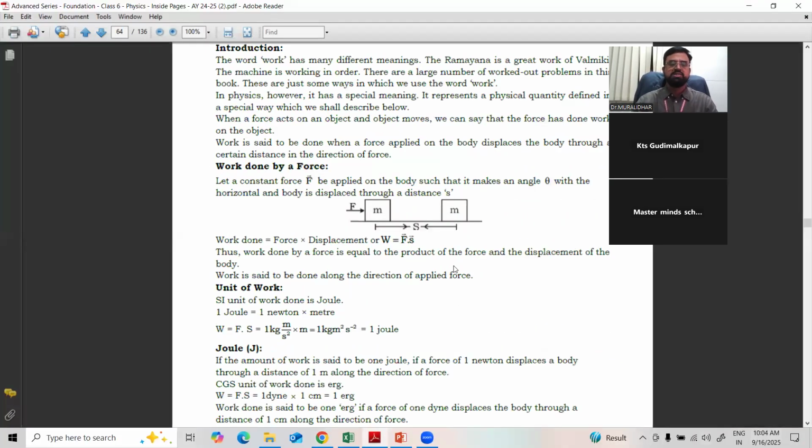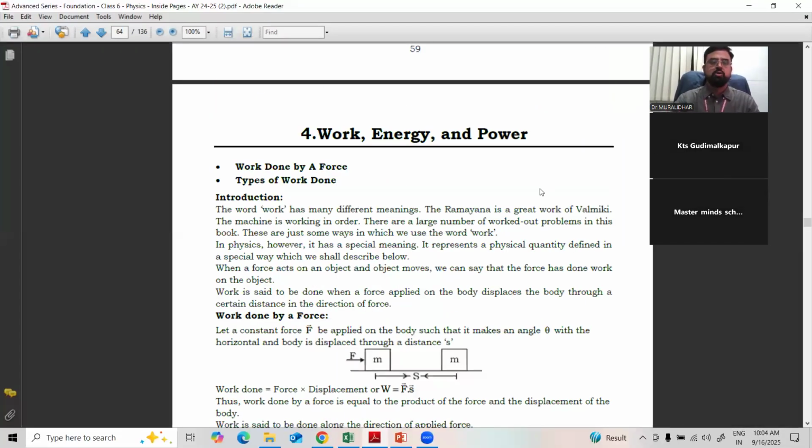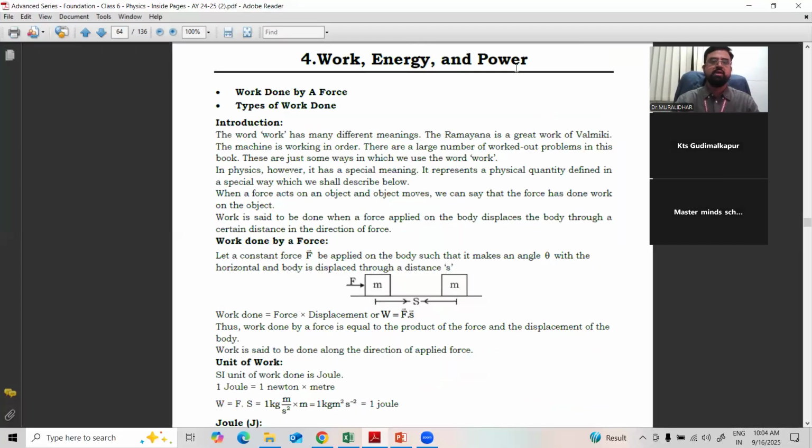Now this is our chapter. You can turn to page number 60. Today we are starting page number 60 with chapter number 4, work, energy and power, right? Then we'll see what is work. So work done by a force.